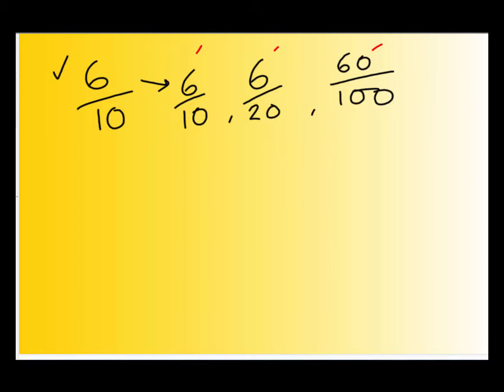Now, these two are under suspicion, aren't they? One of these is the odd one out. Is it 60 over 100 or is it 6 over 20? And to do this, I think we've got to start to simplify these fractions a bit. Now, simplify just means we start to reduce them to simpler forms, okay?